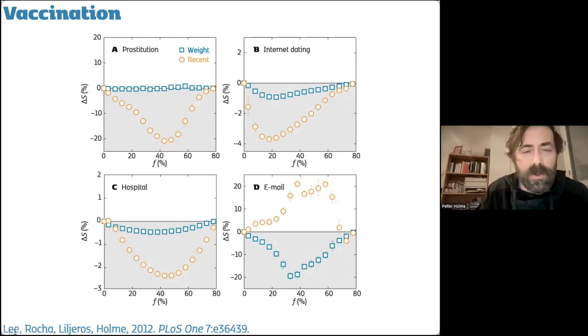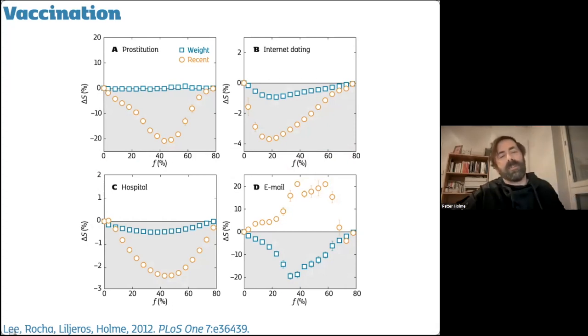So two conclusions. First of all, the x-axis shows the fraction of the population that we vaccinate, and the y-axis shows the relative performance relative to the neighborhood vaccination on a static graph, if we just run that one blindly. So that's our benchmark. And we beat it for every data set and every F value. But for three of the data sets, A, B, C, the recent version is more efficient. And for the fourth one, it's the weight version.